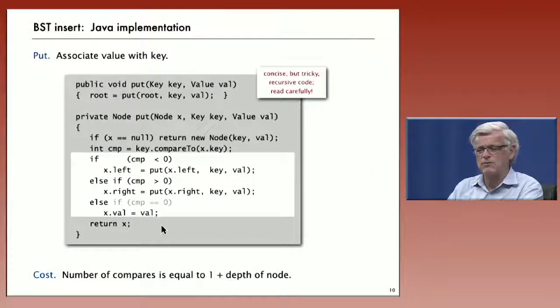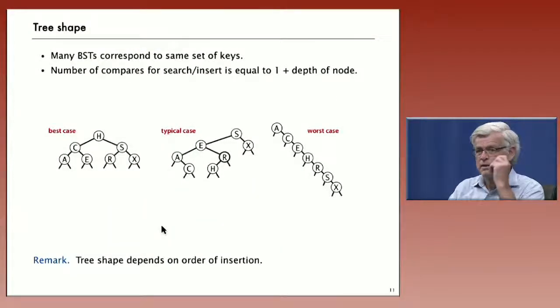And again, the cost of this is the number of compares is equal to 1 plus the depth of the node. We just go down a path in the tree. Now, what's interesting about binary search trees is that there are many different binary search trees that correspond to the same set of keys. So the number of compares is going to depend on the order in which the keys come in, and that's a key feature of binary search trees that we'll come back to again when we look at more sophisticated data structures.